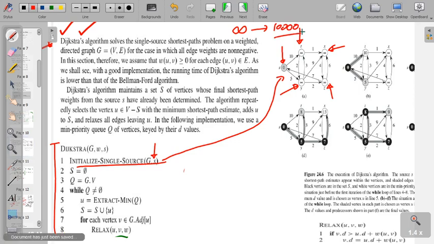Okay. During the implementation you can do this. And then we'll be maintaining a list S. That means the vertices that will be in the shortest path. And then we'll be maintaining this queue. One queue we will be maintaining. And this is one priority queue.